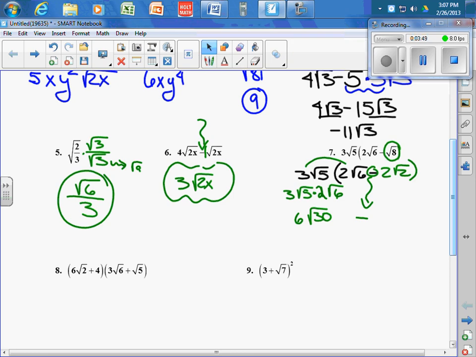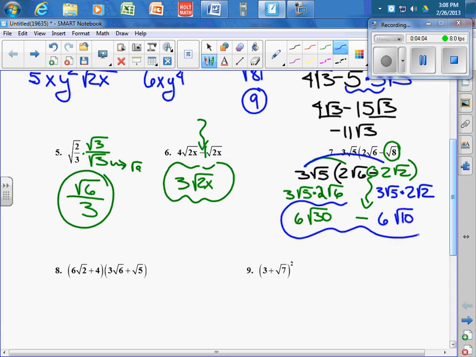I'm going to be making the 3 radical 5 times 2 radical 2. I'm going to be making that into what? 3 times 2 is 6. Radical 5 times radical 2 is radical 10. Your answer is 6 radical 30 minus 6 radical 10.